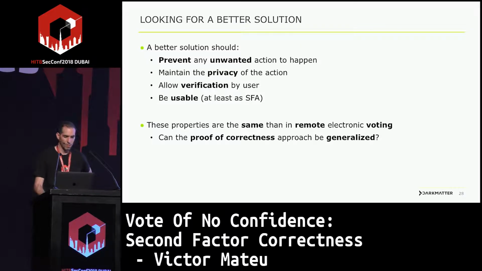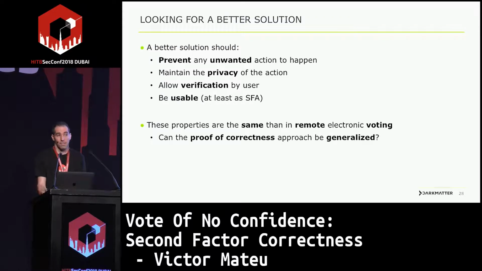So we need to find a better solution that is able to prevent any unwanted action from happening. We don't want anyone to be in control of our computer and willing to do things that we're not allowed to do. But at the same point, we want to keep the privacy of the action. We don't want anyone that has access to the channel to be able to know the routines of our users. We also want verification by the user, of course. We want them to be a part of it because they are our most interested client. And it needs to be usable for this reason. So at least it should be as good as a second factor authentication.